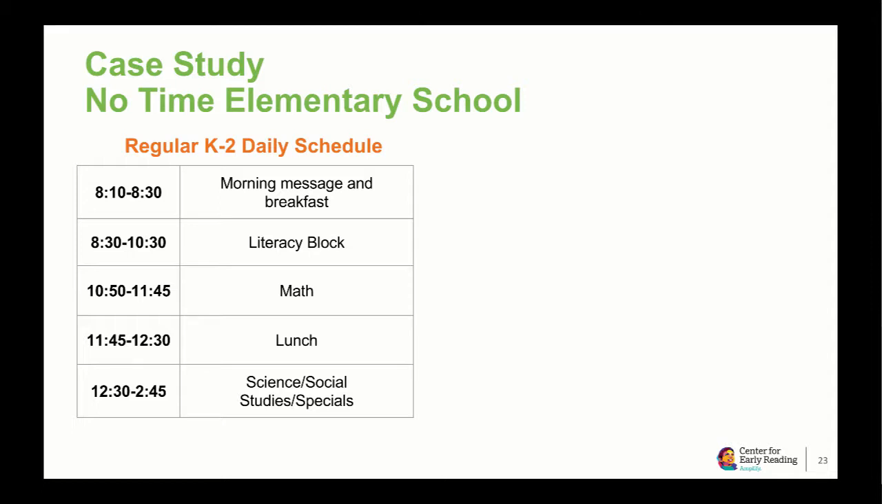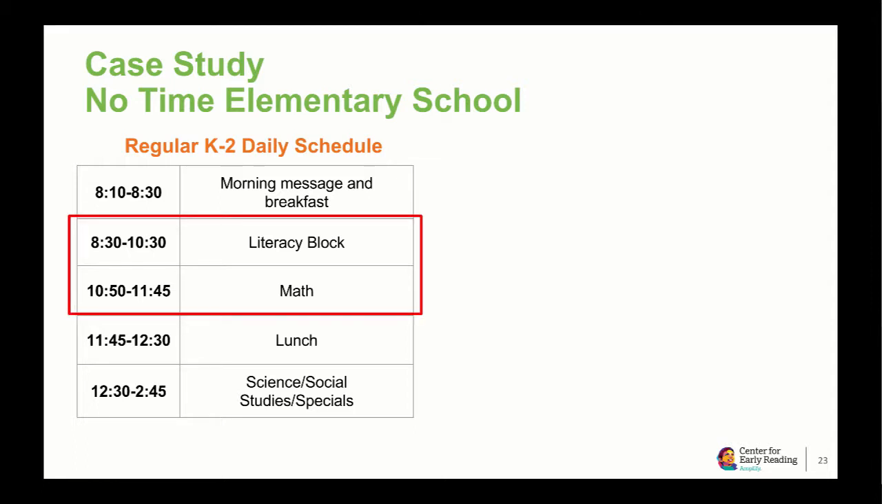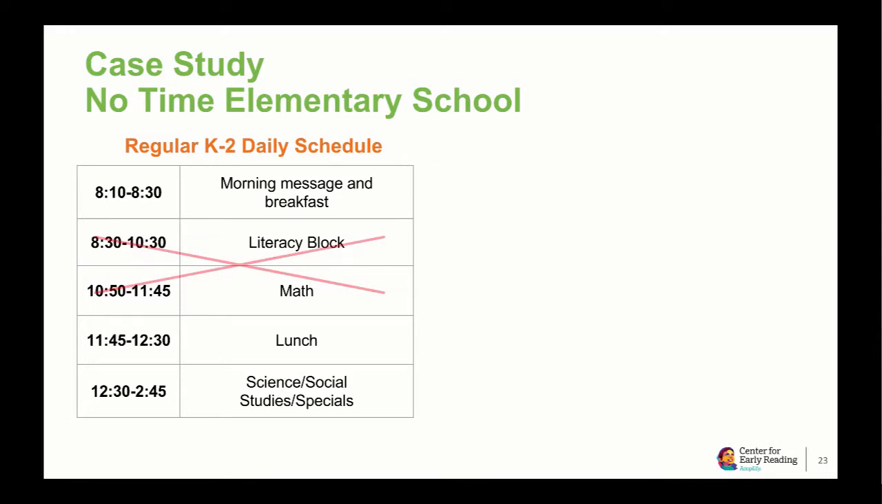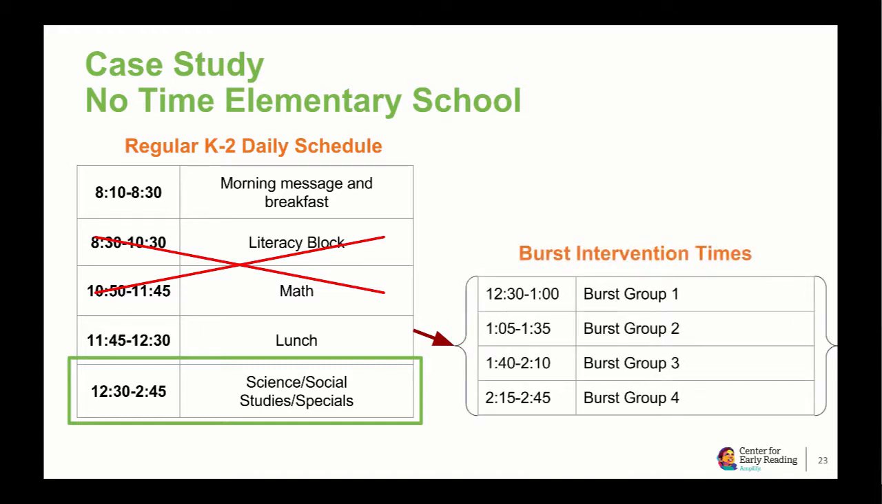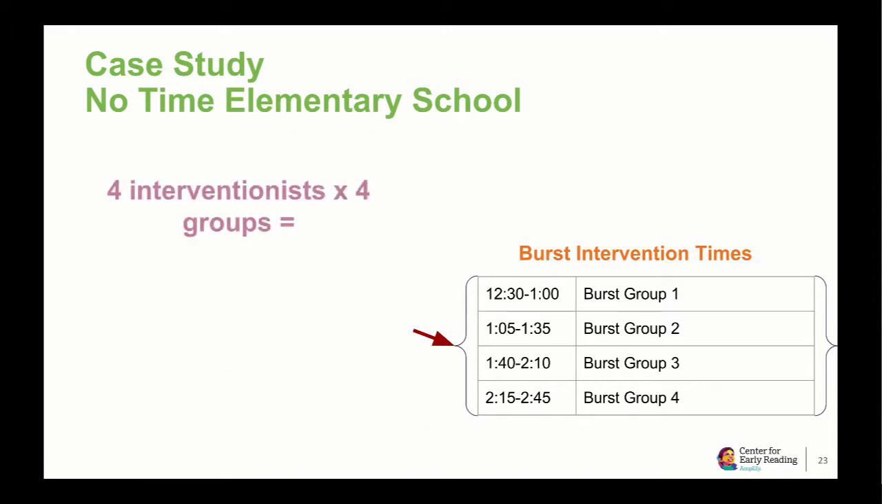Since all grades, kinder through second, have core subject instruction in the morning, the only times to pull students for burst intervention would be from 12:30 to 2:45. If we include our recommended 5-minute transitions, that allows for 4 burst groups to be pulled out. No Time Elementary School has 4 interventionists. If each interventionist takes on 4 groups, that means there would be coverage for 16 groups.